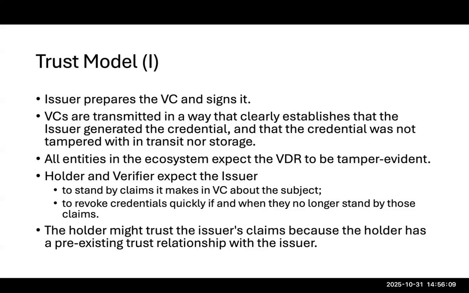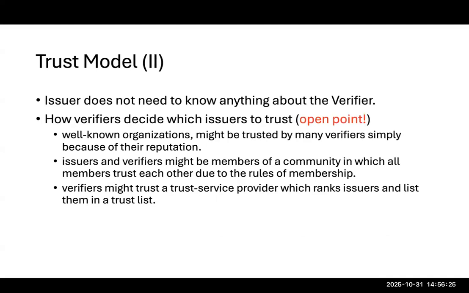And then we arrive at the open point. The holder may trust the issuer's claim because the holder has a pre-existing trust relationship with the issuer. This is related to the last point, how the verifier decides which issuer to trust, essentially. And this is really an open point. There are a lot of different possible solutions.